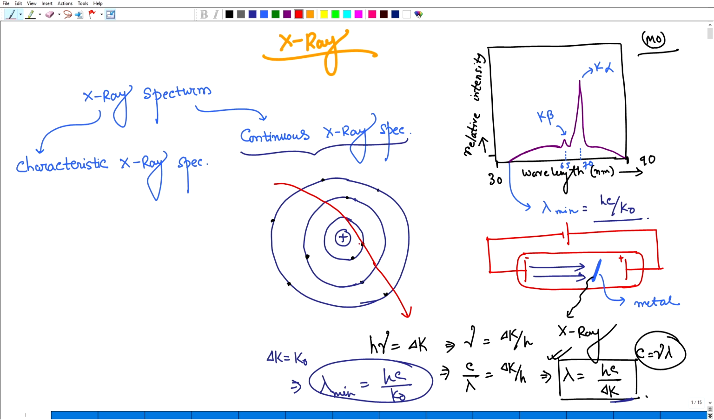but during this collision the electron of the cathode ray kicked out one electron from the K orbit of the atom. This is K, L, M and so on. So what will happen in that case? There will be a vacant place in the K orbit. So after this collision, what will happen? Here one vacancy will be created.